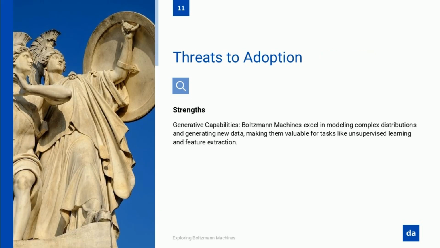While Boltzmann machines present exciting opportunities for improvement, there are still significant threats to their adoption that have prevented them from becoming a dominant force in modern machine learning. Despite their theoretical strengths, practical limitations have kept them from widespread use in industry and large-scale AI applications. Understanding these obstacles is key to evaluating their future potential.